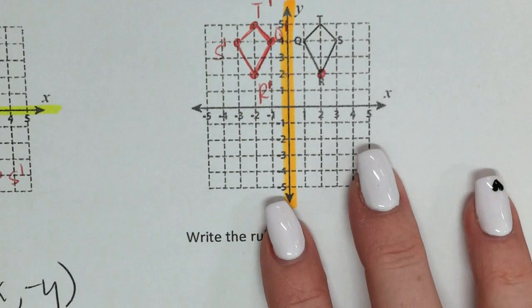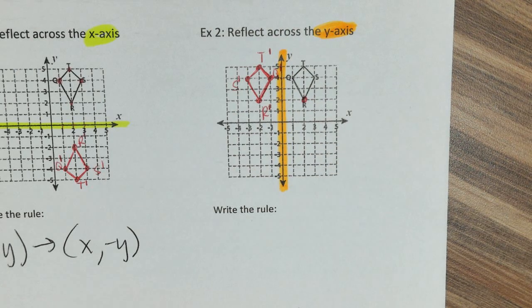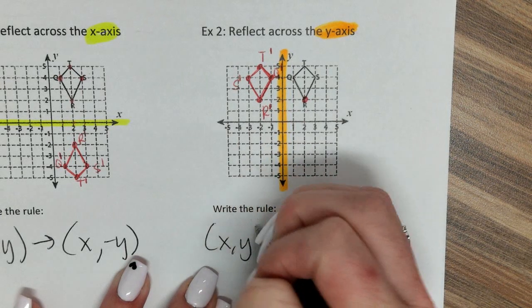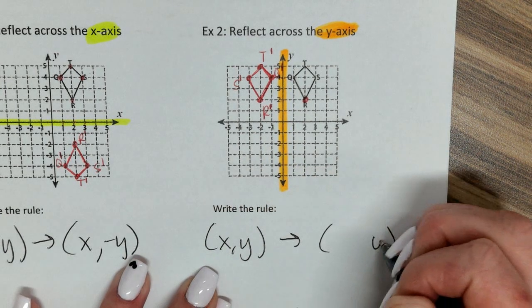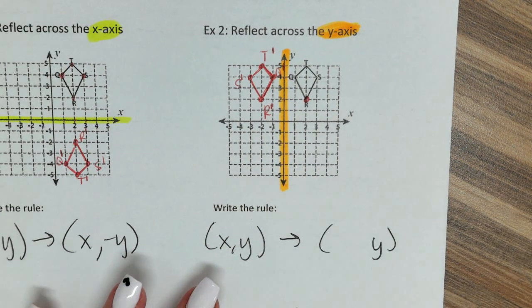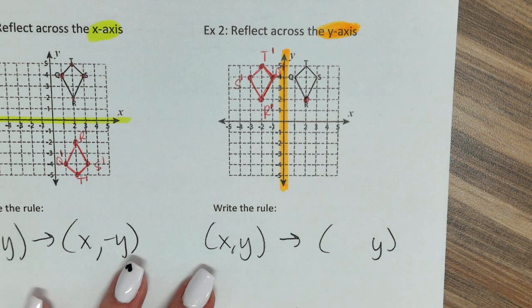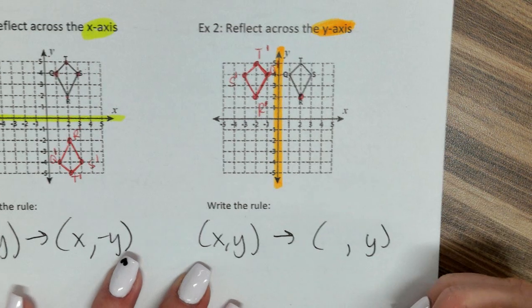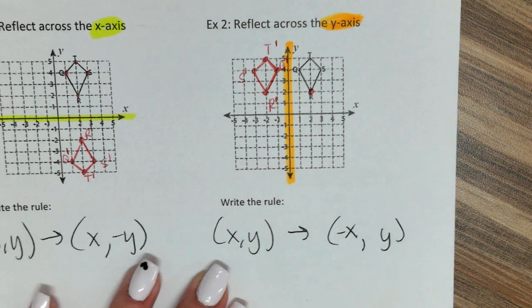All right. Let's write a rule. When we reflect across the y-axis, the y stays the same. So I go like this. I take my x and my y. My y stays the same. Wake up, sit up. And my x becomes opposite.